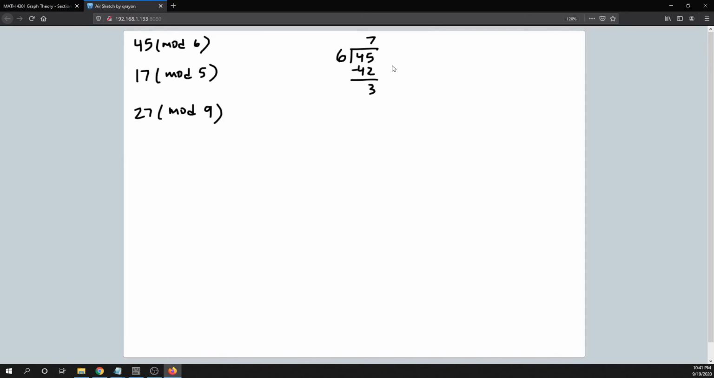So for the division algorithm, we would say 45 is equal to 6 times 7 plus 3. You can verify that: 42 plus 3 is 45. So this would be the q here, and this would be the r. Notice that the r is greater than or equal to 0 and less than what we're dividing by, 6 in this case, and sure enough, 3 is. So we would say that 45 mod 6 is 3.